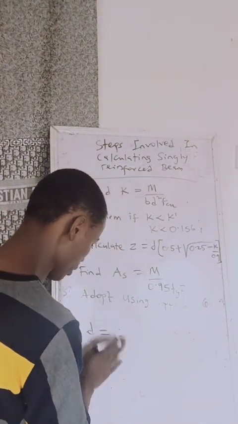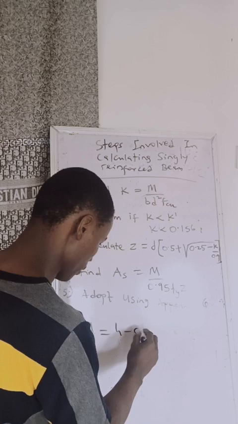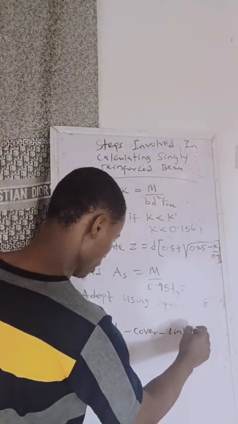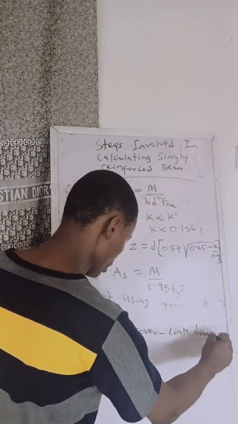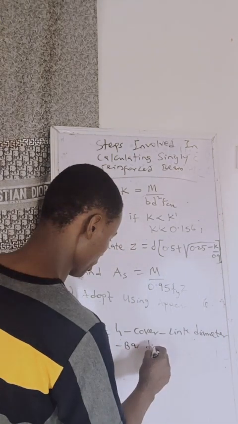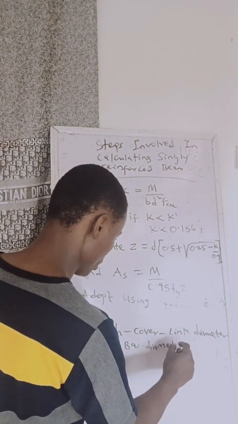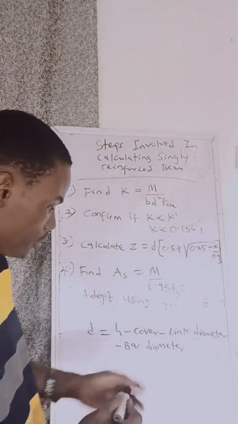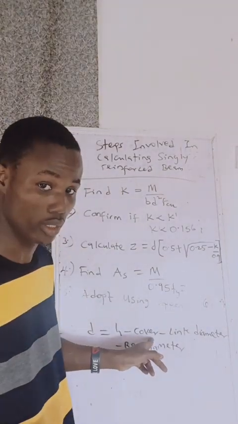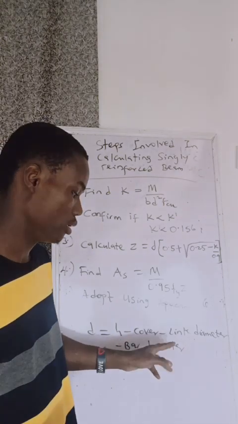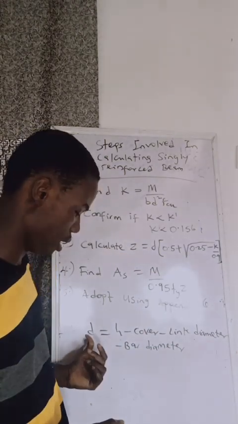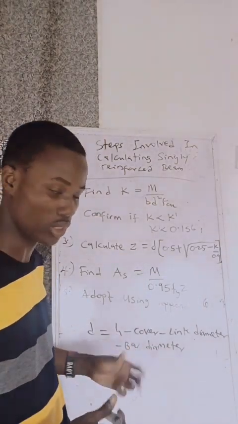In the case where you are not given your depth, your d will be h minus cover minus link diameter minus bar diameter. So you'll be given your cover. If you're not given your cover, you use the nominal cover. The answer you get for your nominal cover, you'll be given your link diameter and you'll be given your bar diameter. To find your depth, you'll be given the total height of the beam.